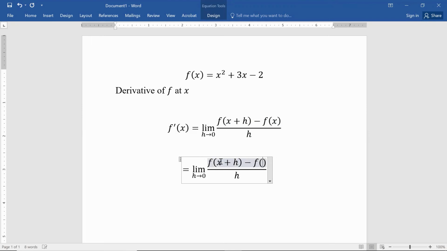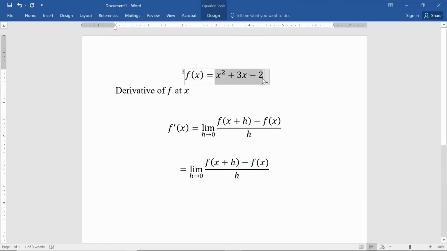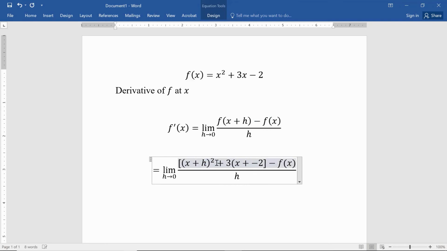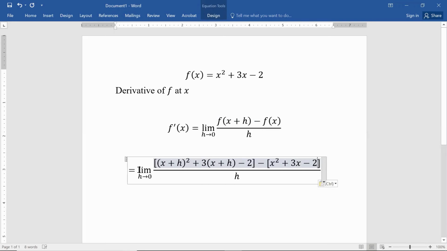So when you plug x plus h into the function, that means you're going to take this function here and replace every x you see with an x plus h. And then I'm going to take f of x, which I already know what that function looks like. f of x as an expression looks like x squared plus 3x minus 2. From here, it's a matter of simplification.